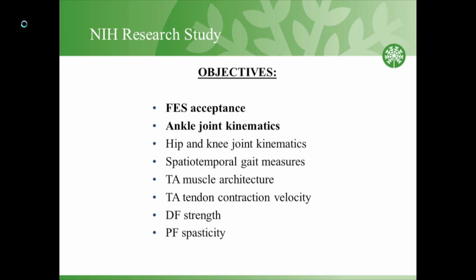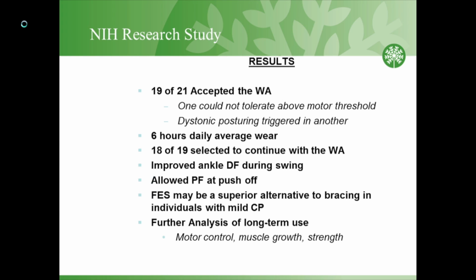So number one was acceptance, and then they wanted to look at some of the kinematics, and then also some other kinematic and kinetic measures. So they found 19 of 21 accepted the WalkAide. One could not tolerate it above the motor threshold, so they couldn't even get enough stim into the leg without the patient refusing it to even get an active contraction. And then dystonic posturing triggered in another. So just some complications with getting the correct stim.